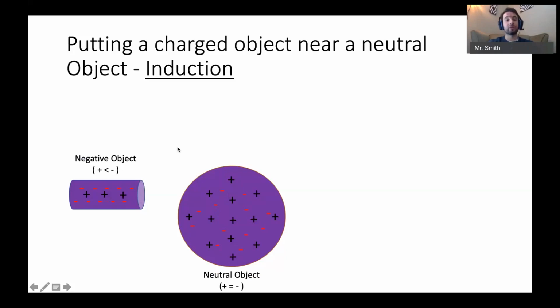Now, what I'm going to do is take my charged object, my cylinder, and move it closer to my circle. And this is actually induction. You'll notice there's no change yet. I'm going to show you the change that happens in a little bit. This is induction: when I take a charged object and put it near a neutral object. And this is what happens in induction.